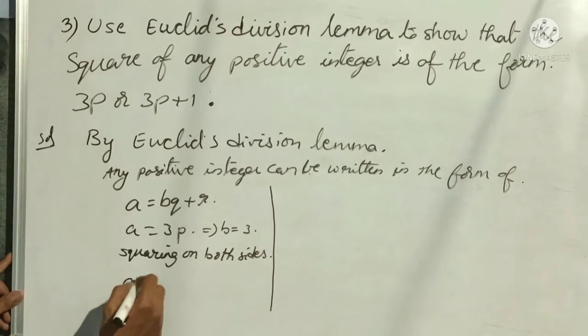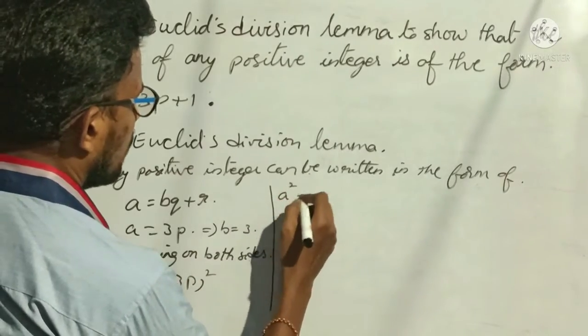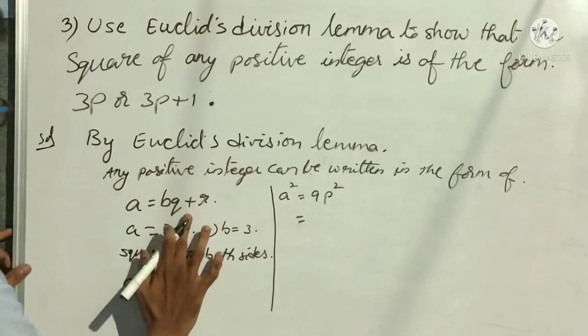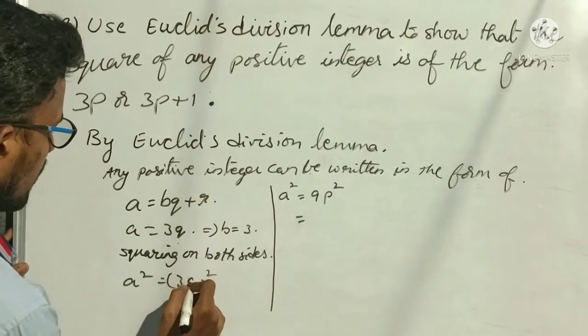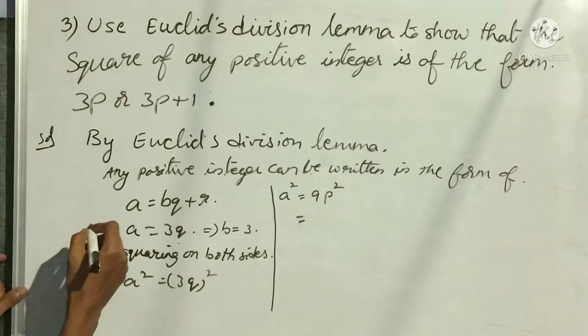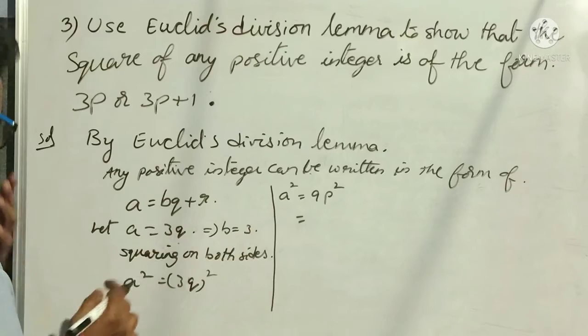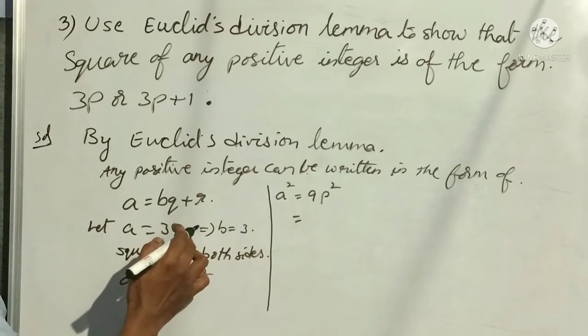So a square is equal to 3p whole square. So a square is equal to 9p square. So that is equal to... let us take a is equal to 3q, something like that, so that we will get the value afterwards. Okay. So let a is equal to 3q, which implies b is equal to 3, means the divisor is 3 here, and remainder is 0.